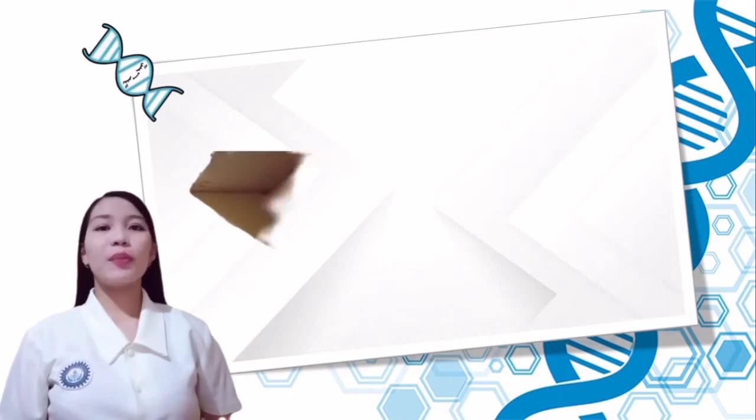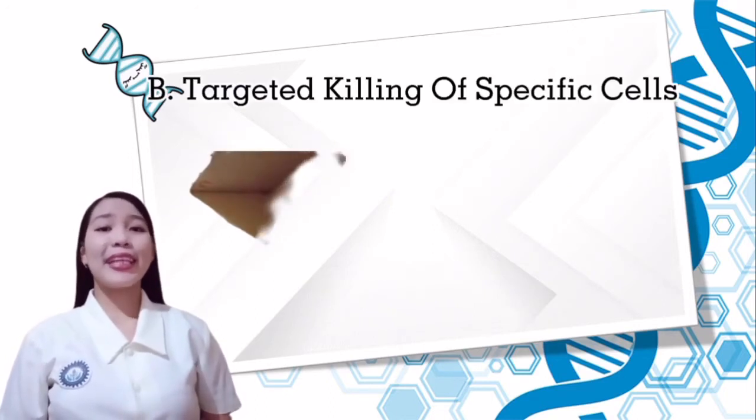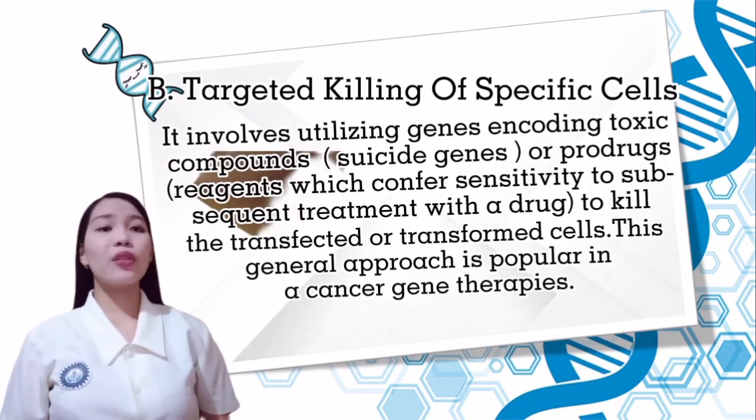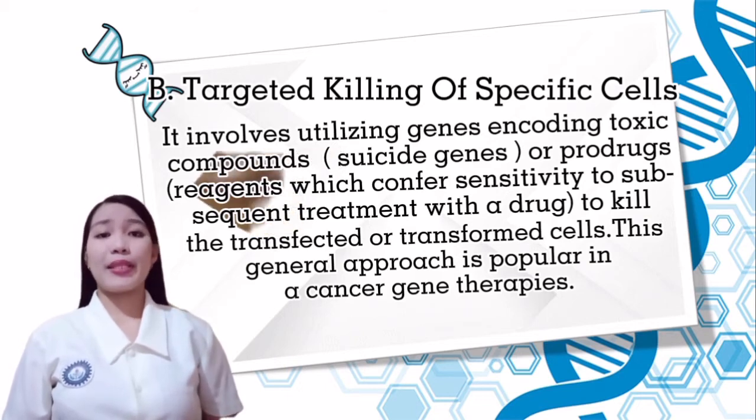The second gene therapy strategy is letter B, which is targeted killing of specific cells. It involves utilizing genes encoding toxic compounds or suicide genes, or prodrugs, reagents with conferred sensitivity to subsequent treatment with a drug to kill the transfected or transformed cells. This general approach is popular in cancer gene therapies.